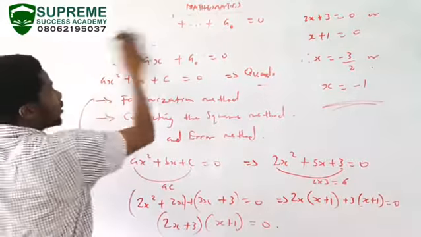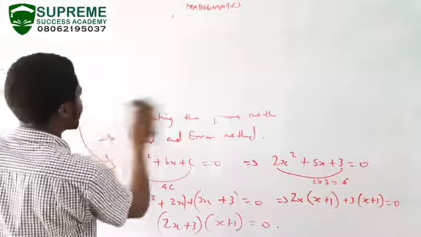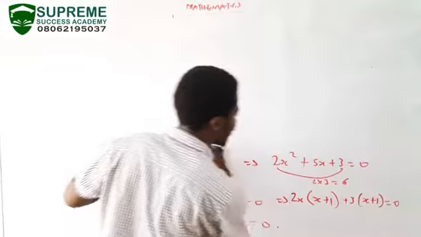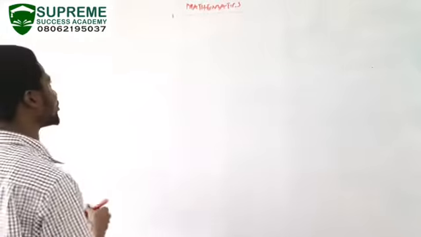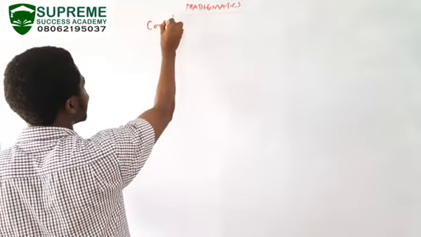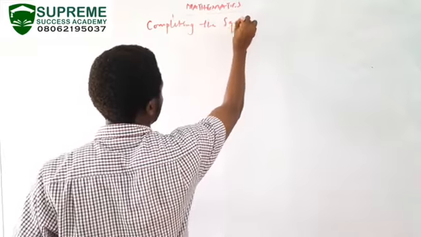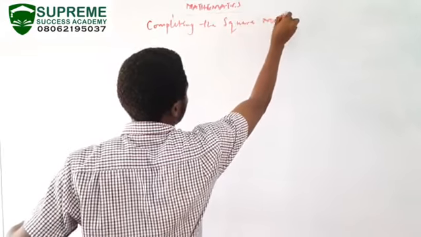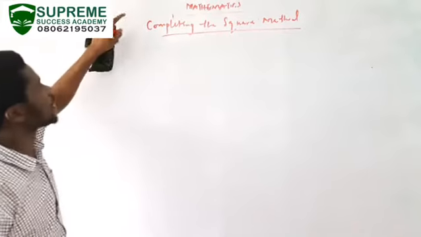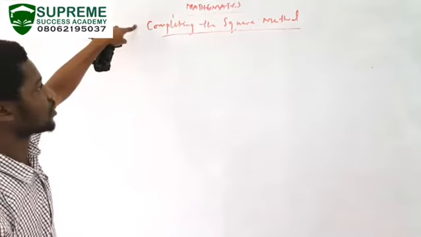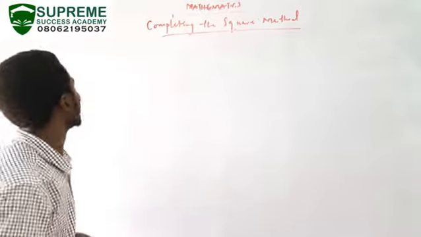So let us move to what? Completing the square method. Okay, this method is, to me, I think, a general method. Permit me to say that, please. Completing the square method. Now, because there is no quadratic equation that this method cannot solve. No single equation.